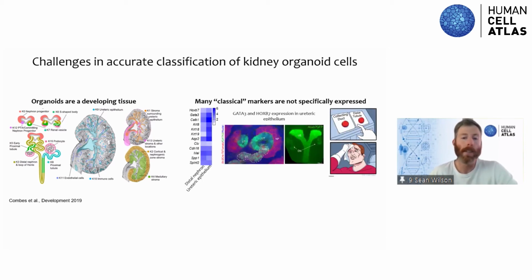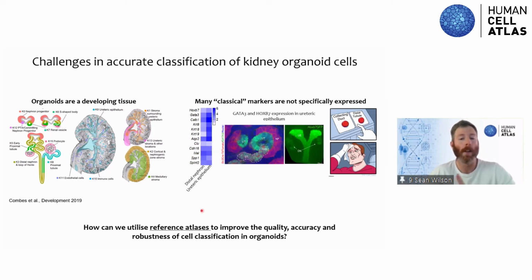The other problem we have is that many of the classical markers that we've previously used, that have been really clearly identifying cell types in histological research, aren't specifically expressed when we look at the transcriptional profile. One really prominent example of that is that when we've previously used GATA3 and HOXB7 to delineate the collecting duct in the kidneys, when we look at the transcriptional profile, the distal nephron, which is adjacent to the collecting duct, also expresses these genes, even if it is at a lower level. But that means when we're looking at this transcriptional data, it's much harder for us to delineate between these two populations. And so to overcome this challenge, we've been trying to utilize reference atlases in our work to improve the quality, accuracy, and robustness of cell classification in organoids.